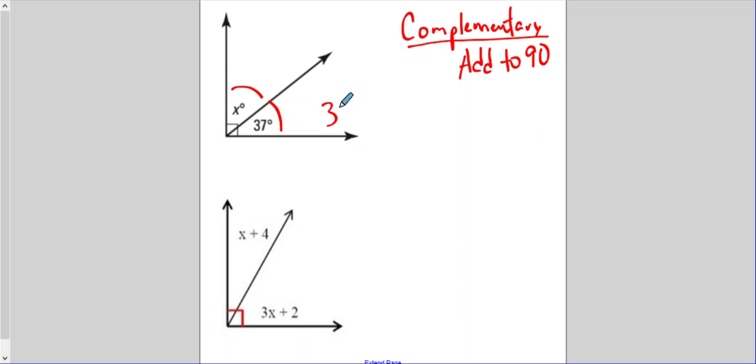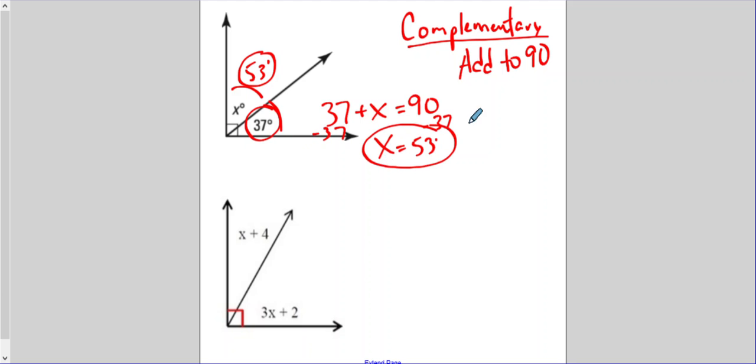which means 37 plus x, that plus that equals 90. That tells me that x, I'm going to subtract 37 on both sides. X is 53 degrees. This angle has to be 53 degrees because that plus that equals 90 degrees altogether.